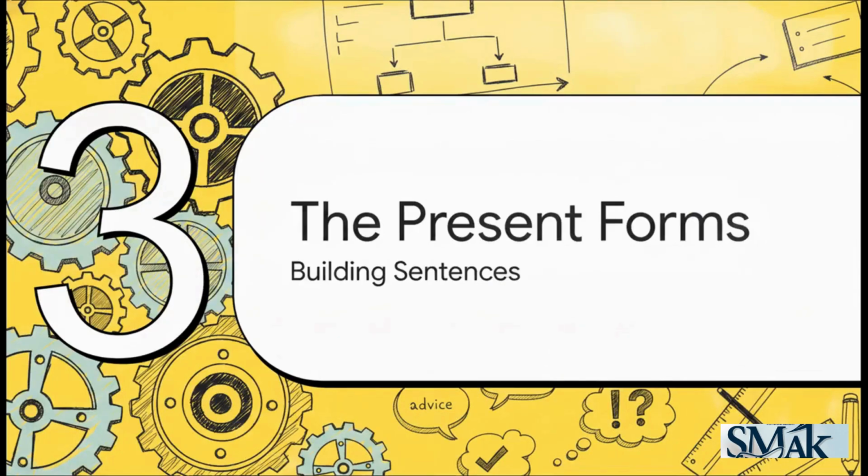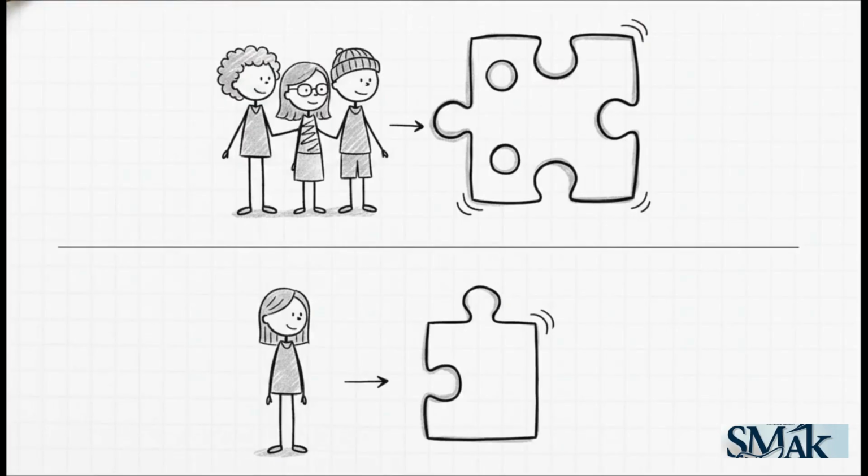All right, section 3, the present forms. Let's look at how to actually build these sentences. Now notice how the verb changes from have to has to, depending entirely on the subject of your sentence. It's a simple mechanical shift, but it's super important. If your subject is I, you, we, or they, you pair it with have to, followed by the base first form of the verb. So, we have to attend class.